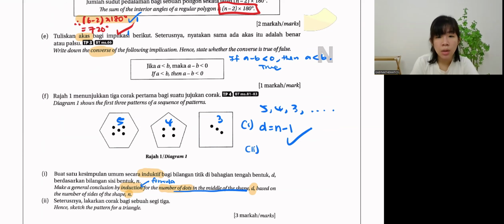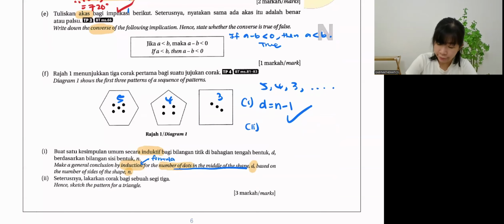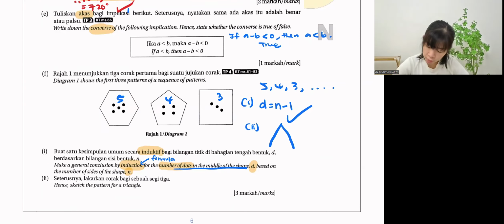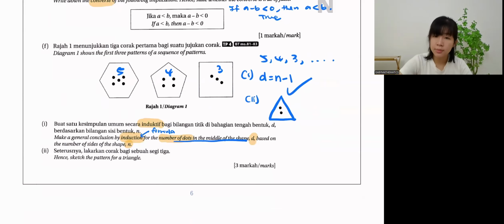Okay, number 2. Sketch the pattern for a triangle. Okay, this one, guys, you sketch 5 sides. When it's a triangle, how many dots should there be in the middle? Okay, you know the pattern. 6 sides, 5 dots. 5 sides, 4 dots. 4 sides, 3 dots. So if this one is 3 sides, how many dots? 2 dots. Okay, let's do one more, question 2. 2 questions only. Okay, we go to the next page.